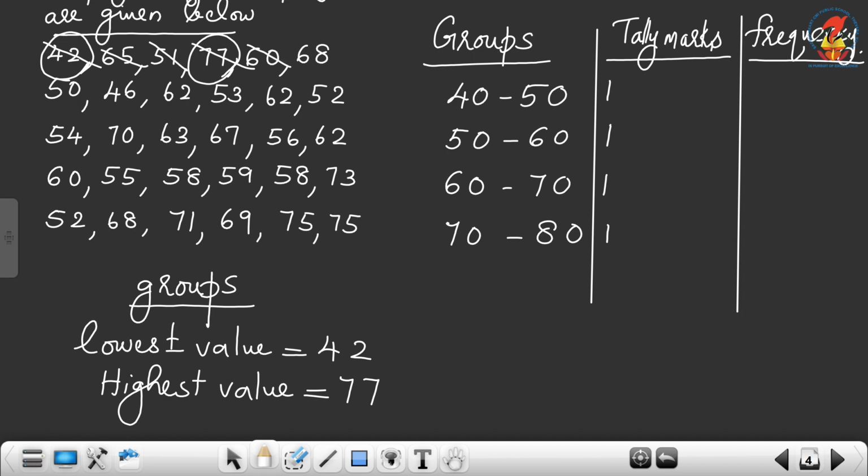Then 60. Where will you mark this 60? Now 40 to 50 means you have to consider all the observations below 50. 50 is not included in this group. But 50 to 60 means all the observations below 60. Then 60 to 70 means all the observations below 70. So this 60 will belong to which group?